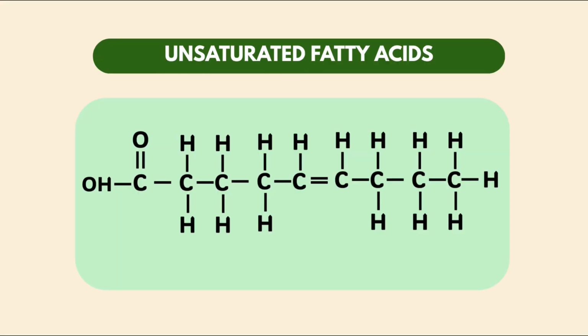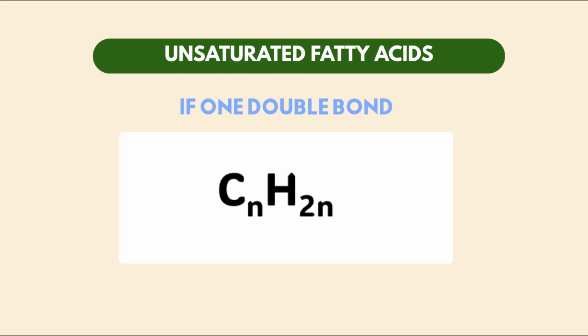Now, let's compare this with unsaturated fatty acids. Unsaturated fatty acids contain one or more carbon to carbon double bonds. If there is one double bond, the formula becomes CnH2n. So this difference affects the number of hydrogen atoms attached to the carbon chain.